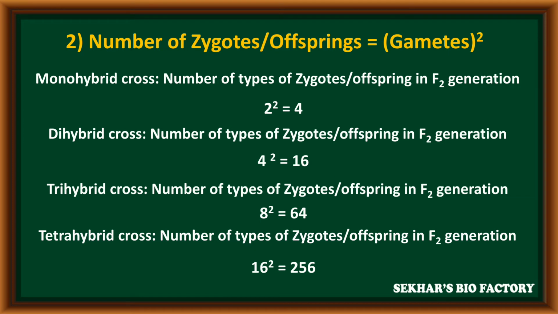In tetrahybrid cross, the total number of zygotes or offsprings produced in F2 generation is equal to 16 squared, which is equal to 256, because the F1 hybrid can produce 16 types of gametes, so 16 power 2 is equal to 256. Totally 256 offsprings are produced in F2 generation of tetrahybrid cross experiment.